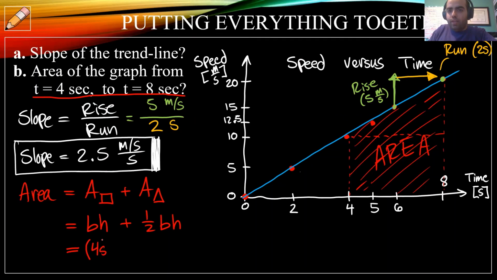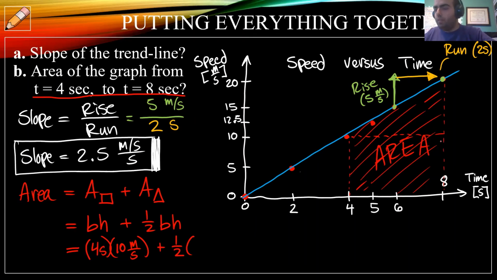So my base is 4 seconds, times my height, which starts at a height of 0, goes up to a height of 10, and it's on the speed axis, which has units of meters per second. So the height then is 10 meters per second. And then I've got plus 1/2 the base of the triangle, which is this distance right here, going from 4 to 8.